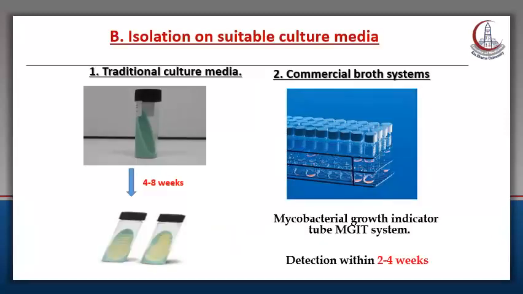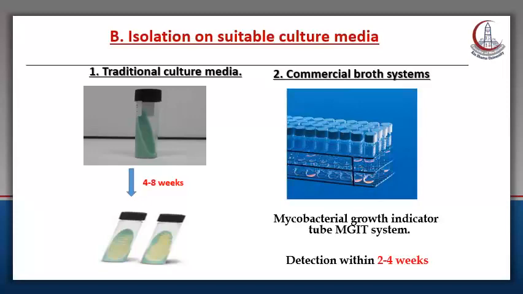To isolate Mycobacterium tuberculosis, the sputum sample first must be decontaminated to prevent bacterial overgrowth, and liquefied to facilitate concentration by centrifugation, which is the last step, then isolated on suitable culture media, which may be traditional or commercial. The traditional culture media include liquid or agar-based, called Middlebrook, or egg-based, which is called Lowenstein-Jensen media, appearing in the left picture as a green slope.